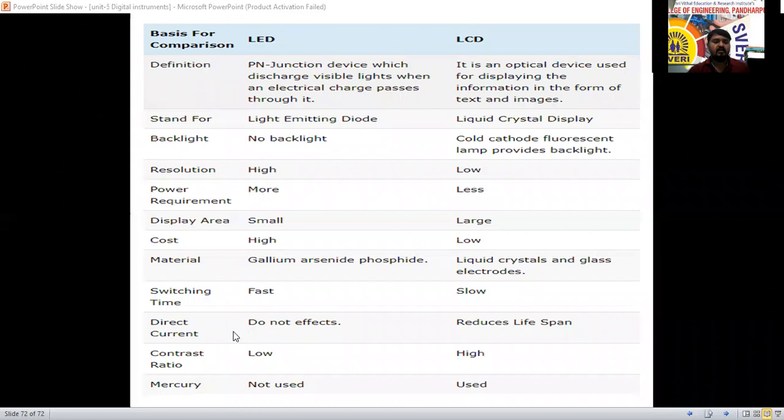DC direct current does not affect the LED. It may be AC or DC. For DC only, we use the converter. सब LED TV को अभी adapter आ रहा है, मालूम है ना?